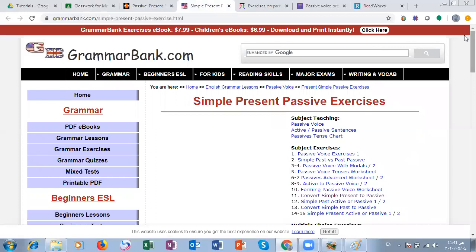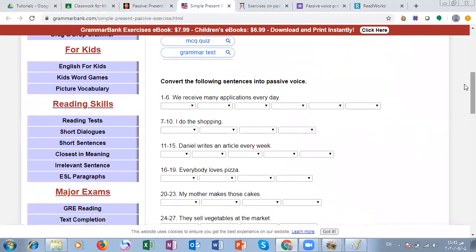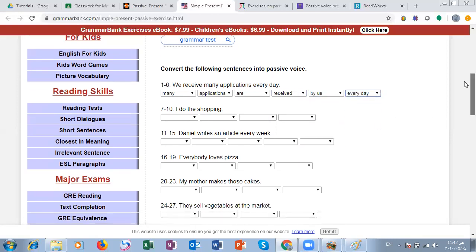The first one here, the easy one. So here we have a sentence. We receive many applications every day. We need to make this sentence into the passive. So we have to choose here. We receive many applications every day. What is the object in this sentence to start with? The object is many applications. What is the verb to be? Or what's the past participle? Received, by us every day. Okay, let's check this answer.